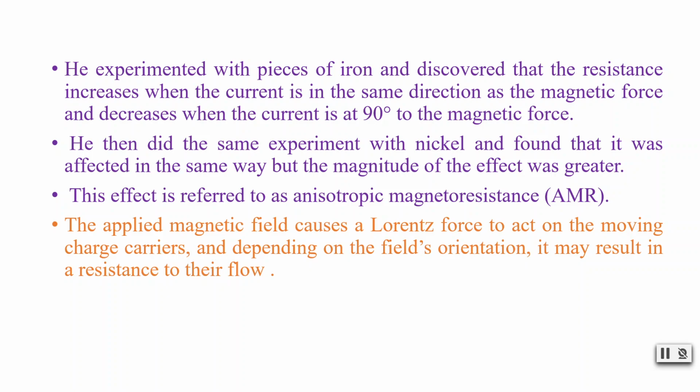Initially it was discovered with pieces of iron, but later he did the same experiment with nickel, and he found that it was affected in the same way. But in this case, the magnitude of the effect was greater, because nickel has a more magnetic nature than iron. That's why the effect is displayed more profoundly. This effect is referred to as anisotropic magnetoresistance, termed AMR.